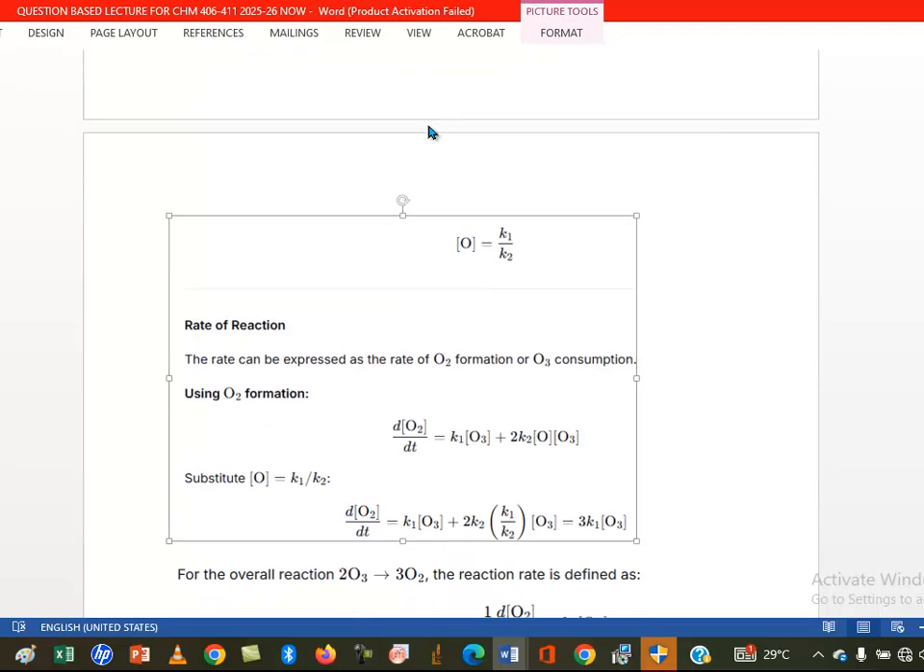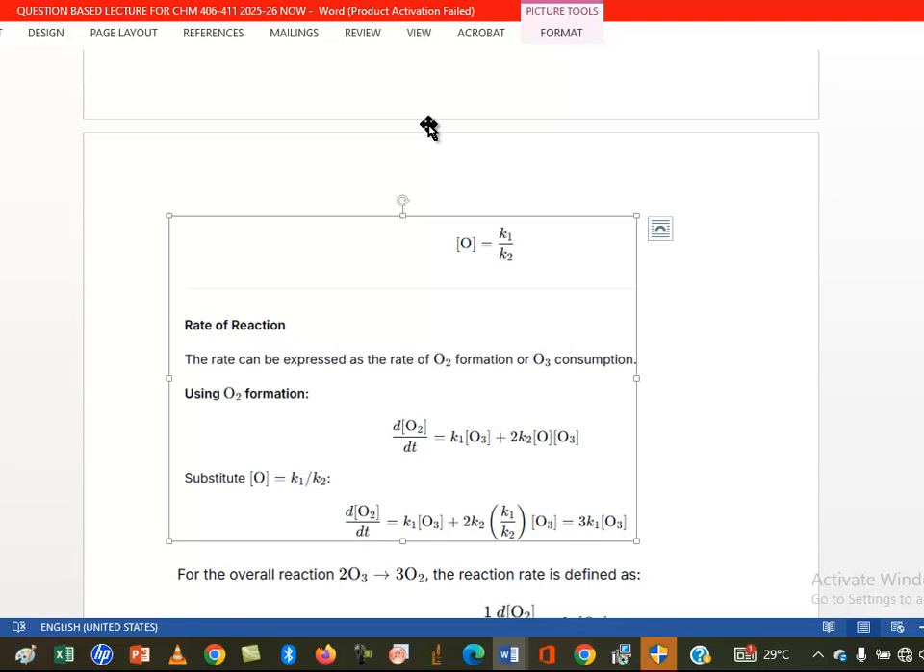So the product is O2, right? So you do the rate equation for the product. This is for the first step, which is K1[O3], plus 2K2[O3][O]. Now with this, we have O here in the rate equation for the product. So you put in what you have as O into this equation, and then you get this.